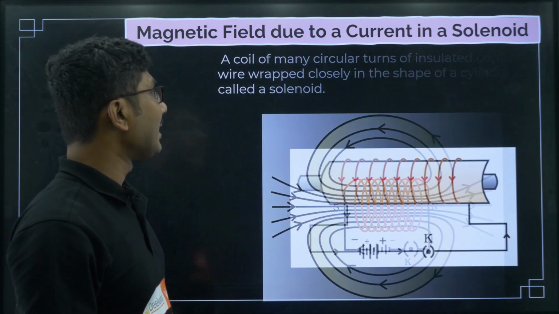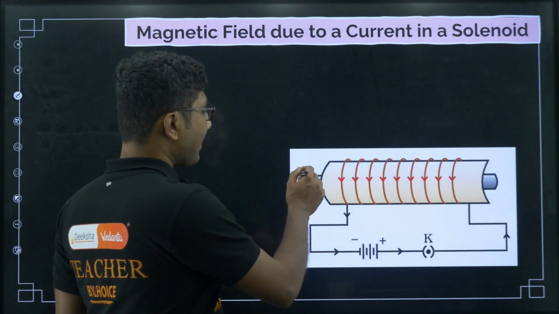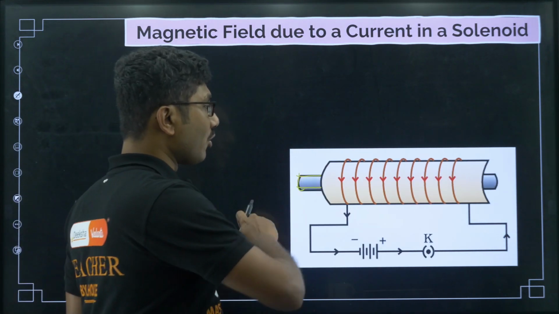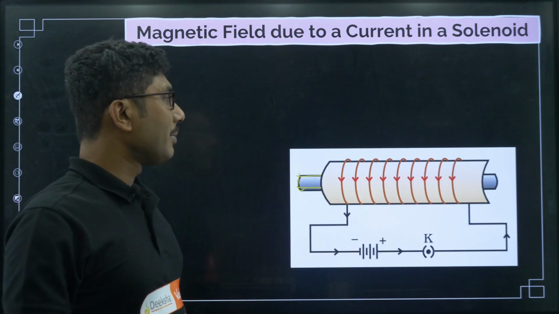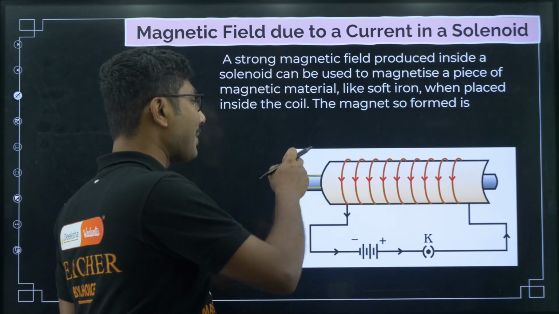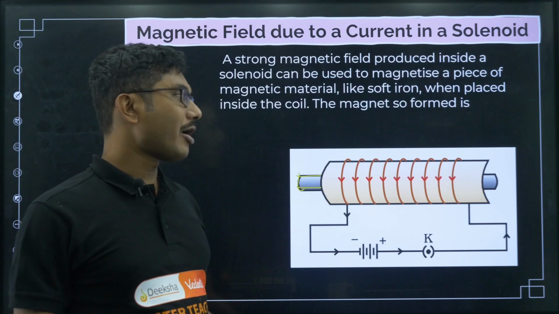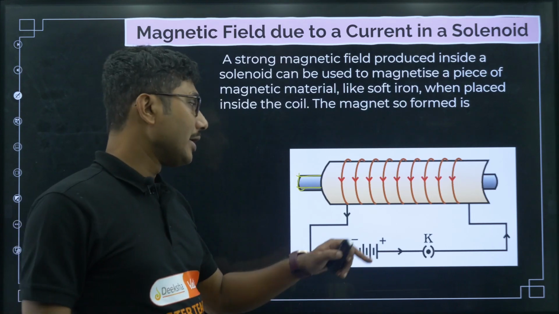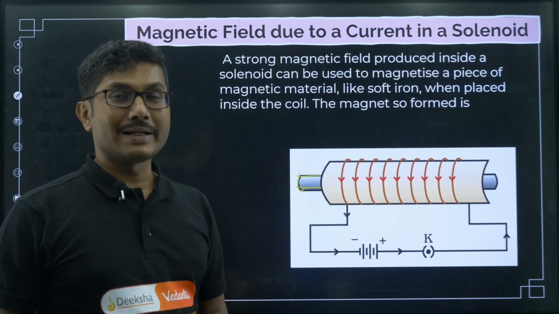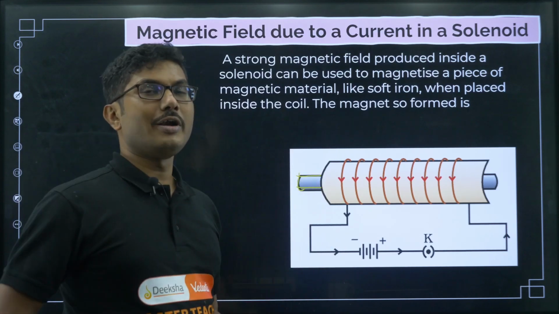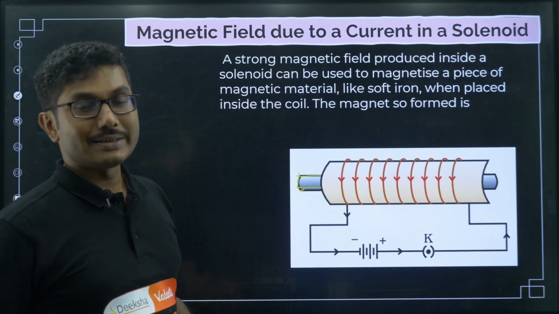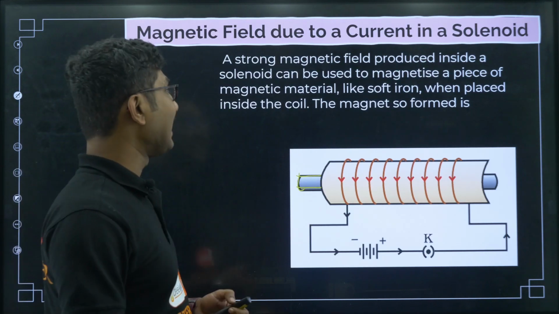So what will happen is that if you place a magnetic material like iron into this core of the solenoid, this is a solenoid by the way, then it will produce a strong magnet, but that magnetism will only last as long as the current is flowing. If you switch off the current, the magnetism will be lost. So this magnetism is induced by electricity. That's why they are called electromagnets.